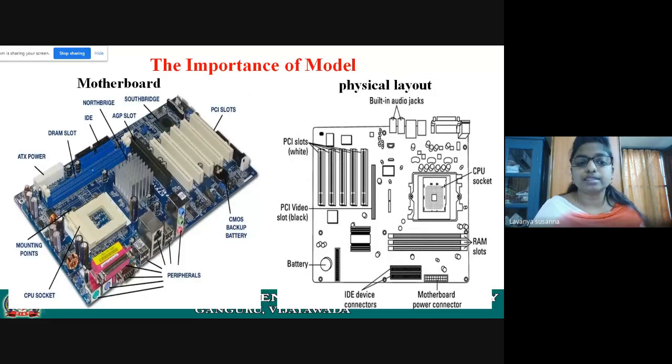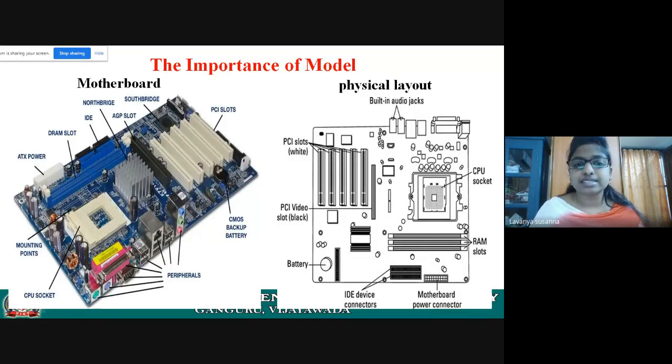This is the north bridge, which is responsible for communication between the processor and the main memory. See, this main memory is not part of the processor. Inside the processor there are only the ALU, control unit, and some registers. So there must be something to make communication between the processor and the main memory. Here the north bridge is used for that.